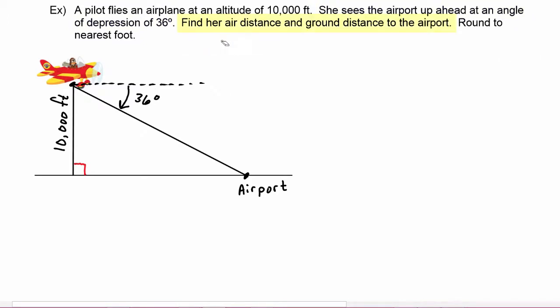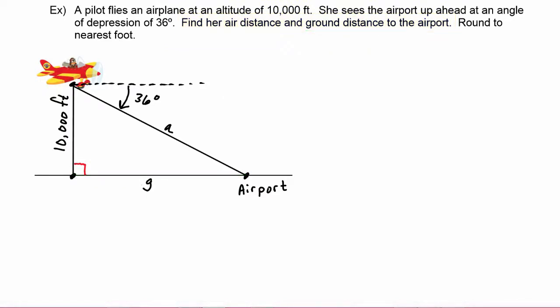Next, we're asked to find her air distance and ground distance to the airport. So her air distance is going to mean her distance through the air, so from the plane to the airport. So maybe we'll use A for air distance. Ground distance represents the distance along the ground that somebody walking underneath the plane would travel. So that would represent the distance from the point directly under the plane to the airport. So I'll use a G for ground distance.